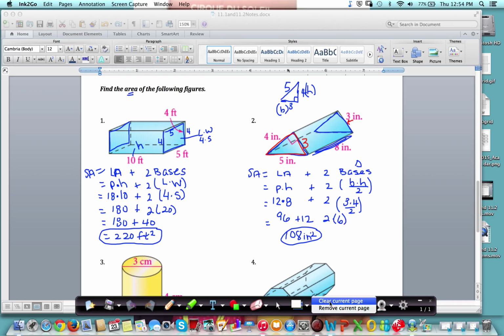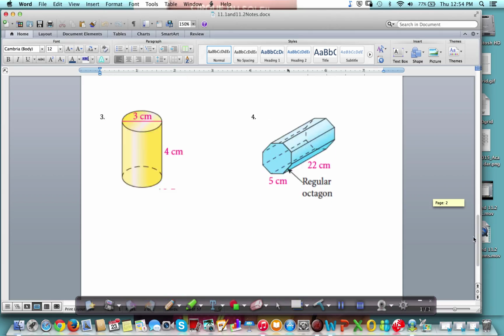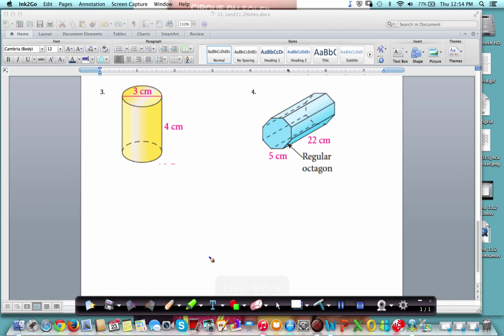I'm going to clear the page and scroll this up. So now we have these two. Same concept, same deal. I need to find the area. So I have the surface area is the lateral area plus the two bases. Okay. And so in this situation, perimeter times the height plus the two bases, which are circles. And the formula for the area of a circle is pi r squared. So that's the area of a circle.